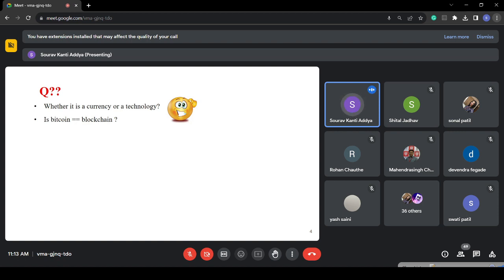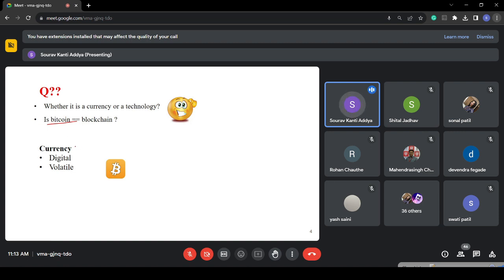Okay, no issue. Let me explain this. Bitcoin is not equal to blockchain. Blockchain is a different thing, Bitcoin is a different thing. Yes, the two terms have some intersection point where they overlap, which we will explain. So what is Bitcoin first? Bitcoin is basically a currency.